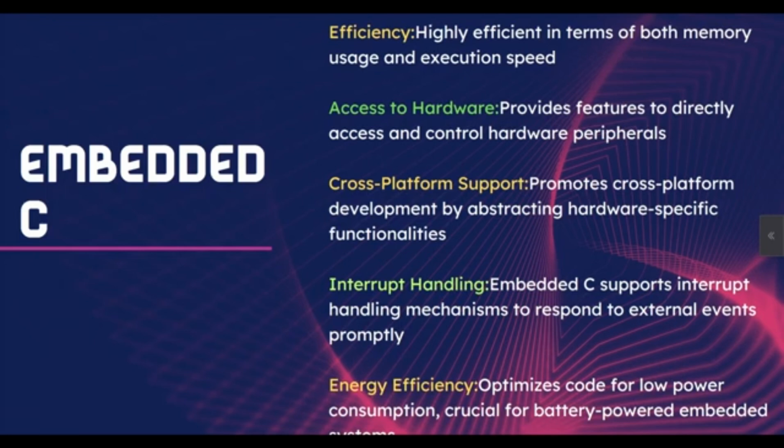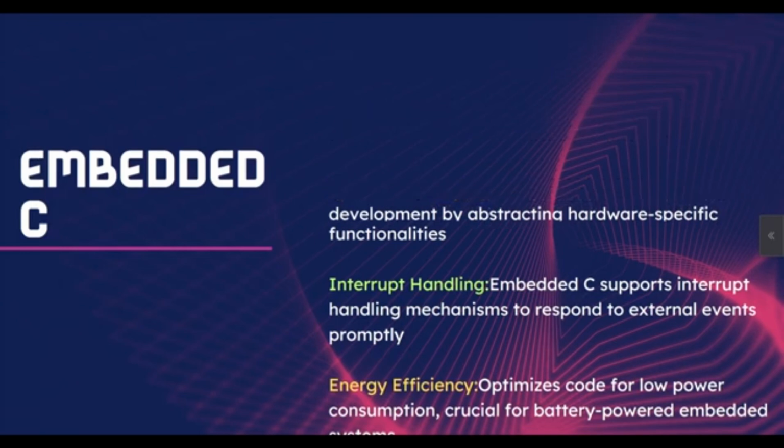Then interrupt handling. Embedded C supports interrupt handling mechanisms to respond to external events promptly. This is the last one, energy efficiency. It optimizes code for low power consumption, crucial for battery powered embedded systems.